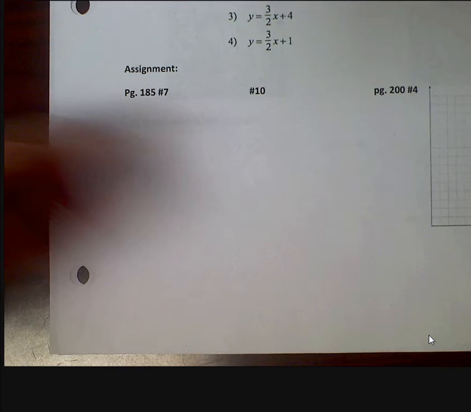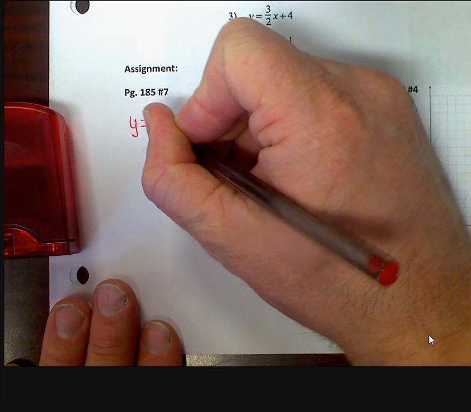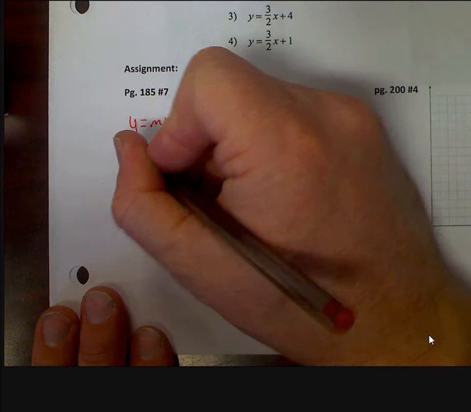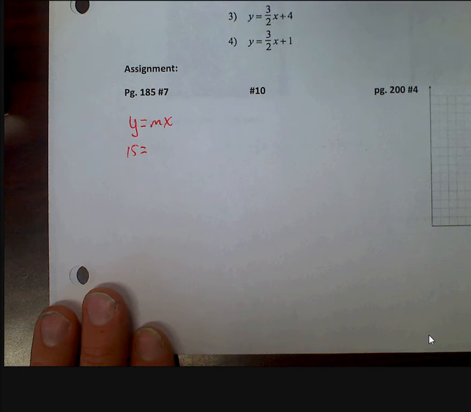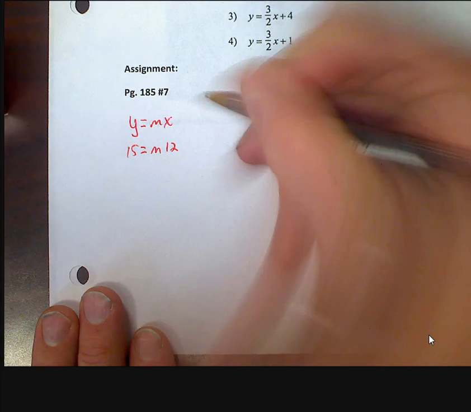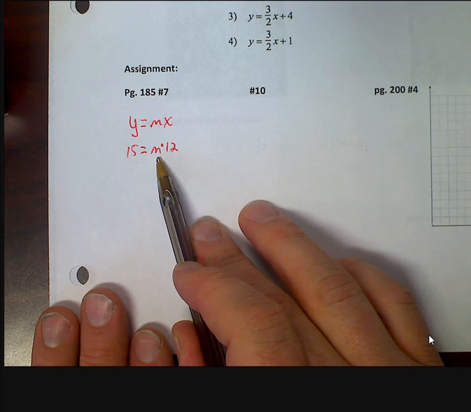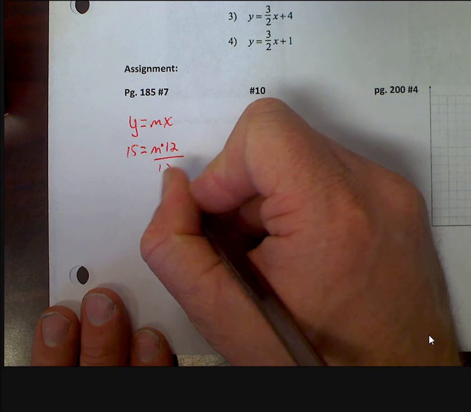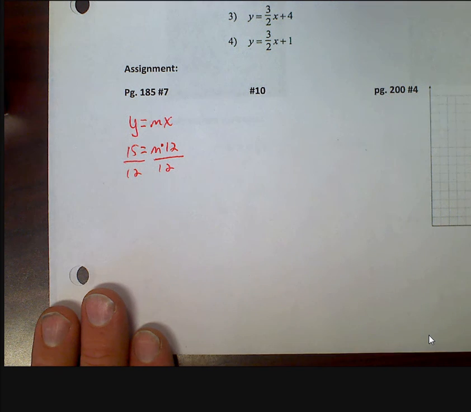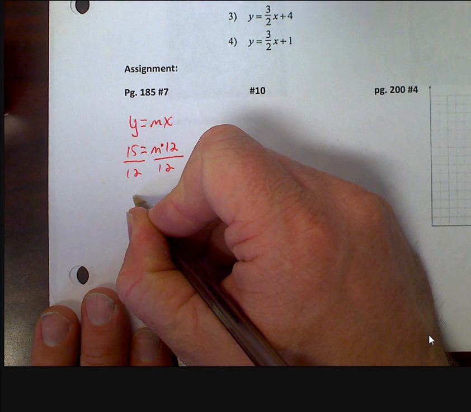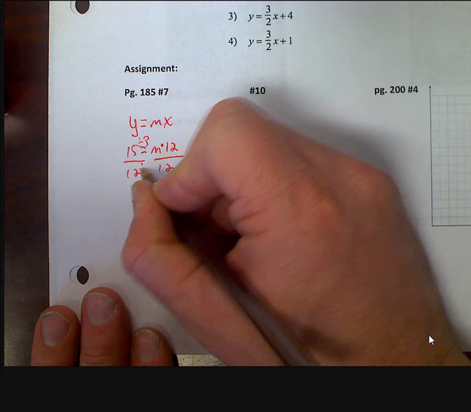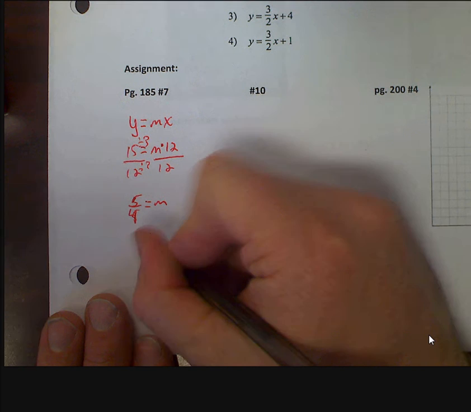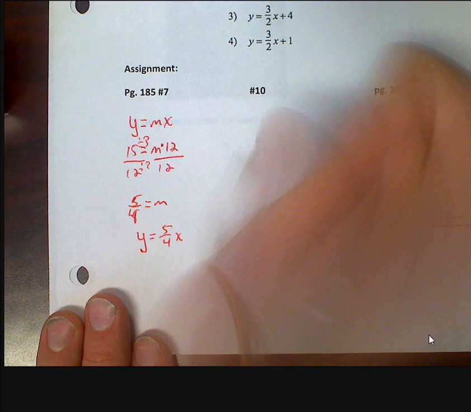So here we go. If I know that my equation is going to be y equals mx, I need to plug in what they give me. It says y equals 15, so I'm going to plug in 15, and x equals 12. Okay? That means I have to solve for my m, my slope. Now typically they put k, but it doesn't matter. So I'm going to divide by 12. If I divide by 12, I now know what my slope is. If I reduce this, I can divide by 3, and this would be 5 over 4 equals my slope. So now my equation becomes y equals 5 over 4x.